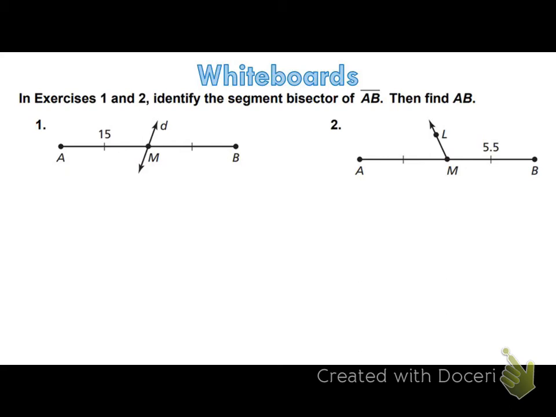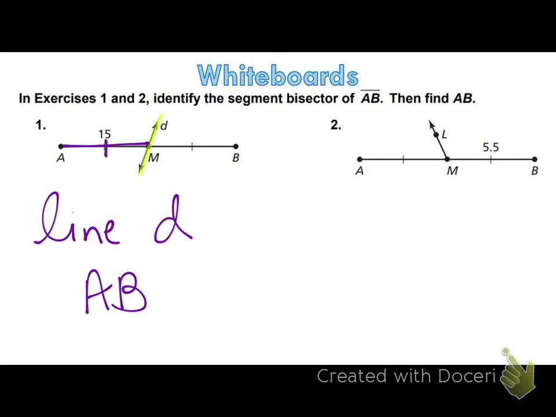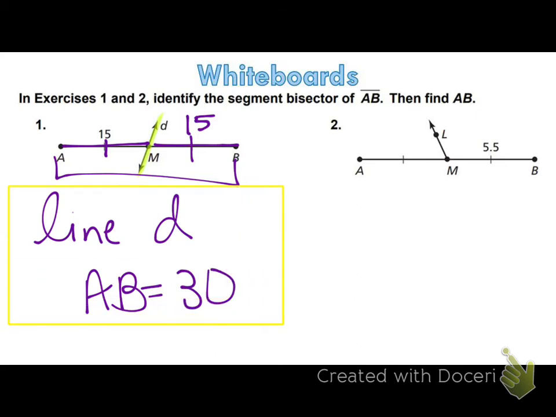All right, so the first one, some of you are saying M. Is there only a point in the middle? So it's not M. It's this whole thing, right? Can I call it MD? No. No, why not? D's lowercase letter, it's not a point. Okay, so how do you name it? Line D. That is the segment bisector. Then you want to find the length of AB. So we know AM is 15. What's the length of MB? 15. So A to B is 30. So this is what your answer should look like.